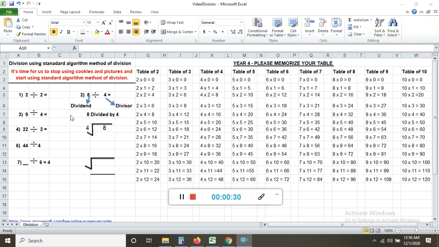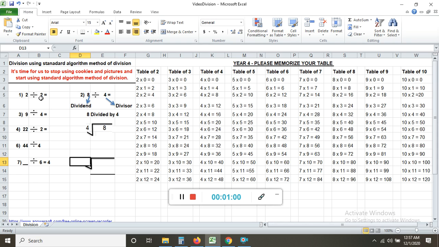So let's just start. Okay, 8 divided by 4. As you can see, 8 is our dividend and 4 is our divisor. So you have to be using this symbol. The 4, the divisor, will always be on the left side, and 8, the dividend, will be on the right side. So let's just take our first problem, which is 2 divided by 2.